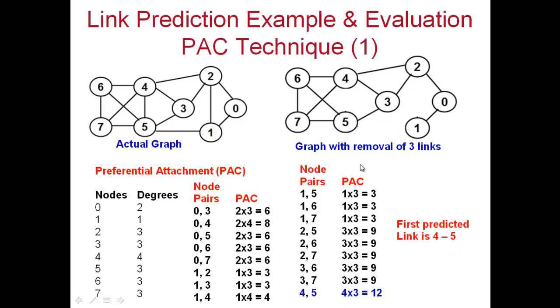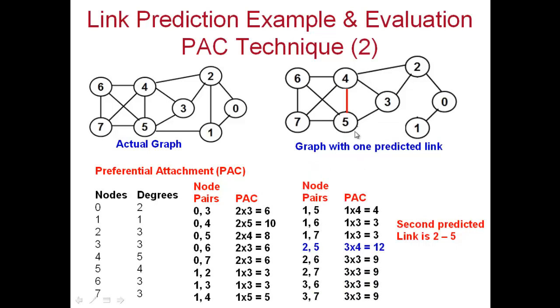So we are trying to predict three links now. So the first link is predicted to be between 4 and 5. So we go ahead and add the link 4, 5, and on this modified graph, which I call the graph with one predicted link, I find the node degrees. And using these node degrees, now find the PAC scores for the other node pairs.